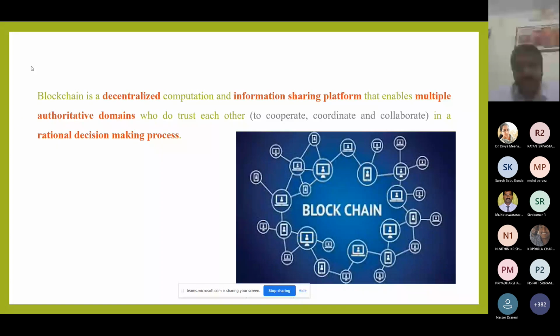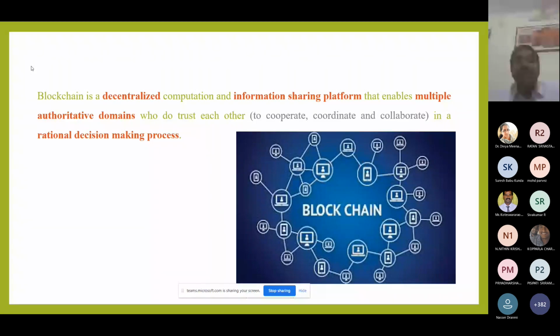So this is a formal definition of blockchain, and there are four important terms here. First of all, let me read this definition for you. Blockchain is a decentralized computation and information sharing platform. Now, if it is a platform, it is not a database. So blockchain is a decentralized computation information sharing platform that enables multiple authoritative domains or peers who don't trust each other. Why don't they trust each other? To cooperate, coordinate, collaborate in a rational decision making process.